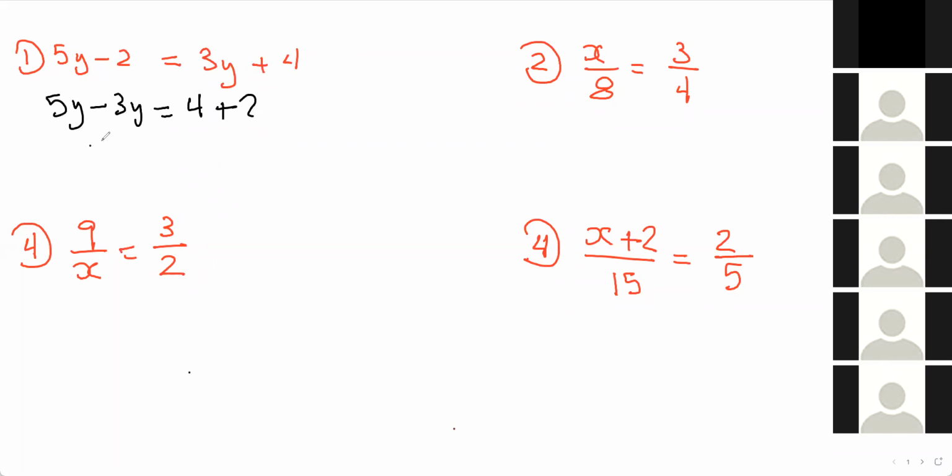Now I have 2y equals 6. Now I divide both sides by 2 to solve for y. Y equals 3. So that's just reviewing what we did last time. So this is the first question.